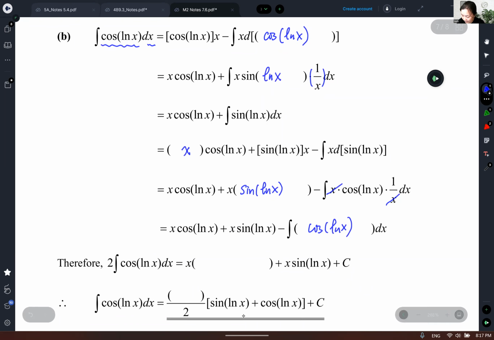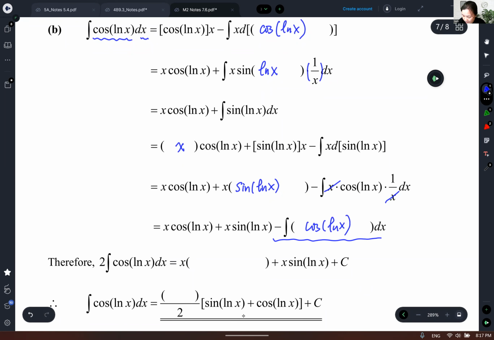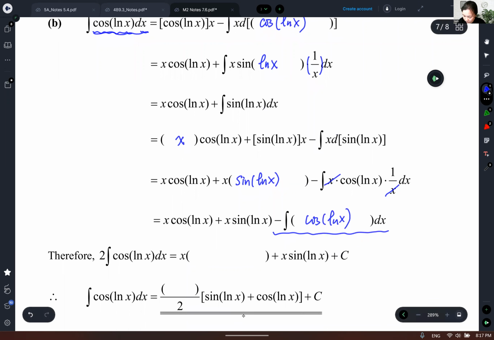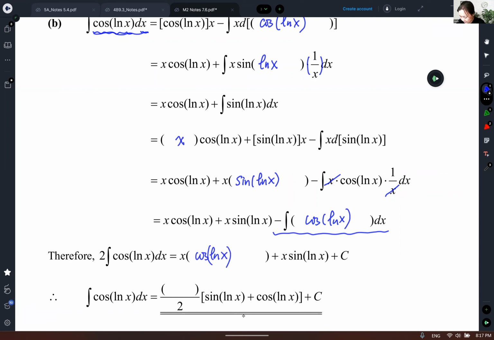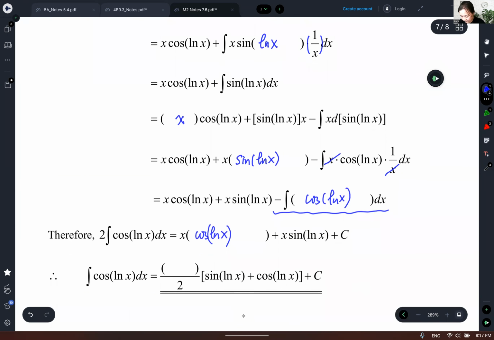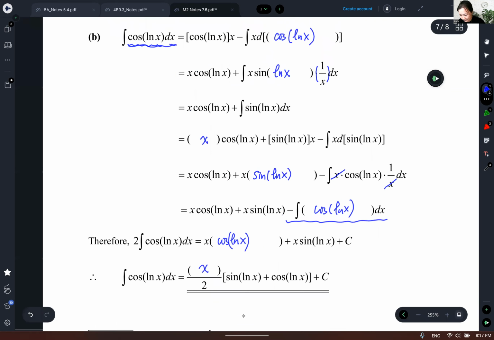Okay. And then by comparison, since you have this term and this term on the left and right, that is 2 times the integration of cosine log x dx, that's x times cosine log x plus sine log x plus c. So in the end, it's x over 2. If I take out x, that's x over 2. You see what I mean?